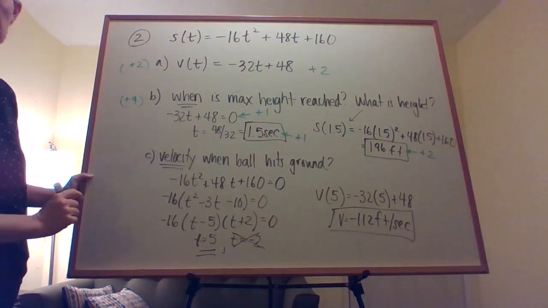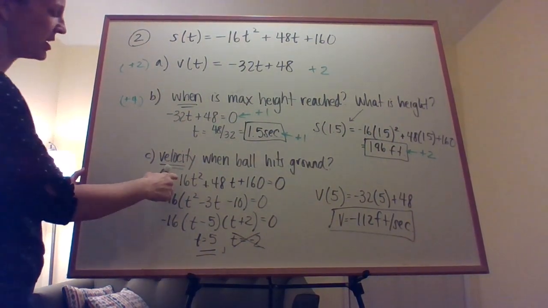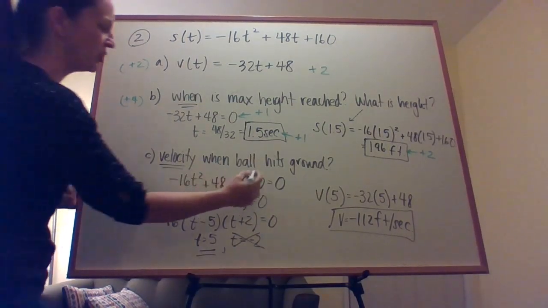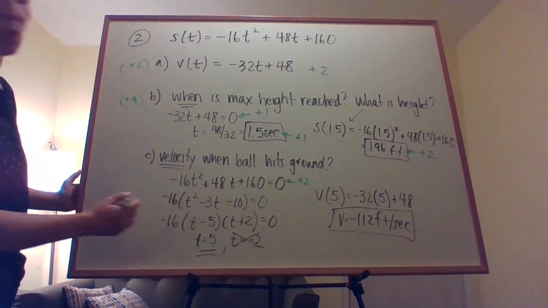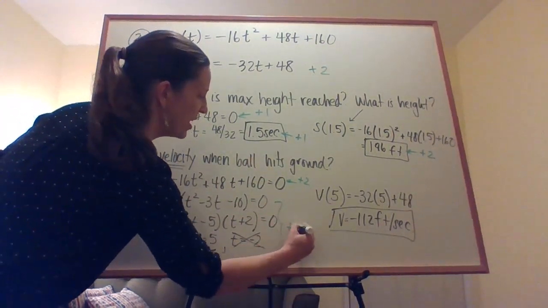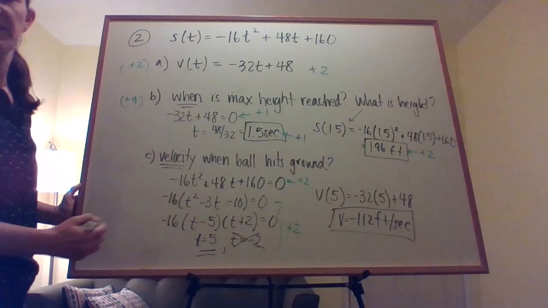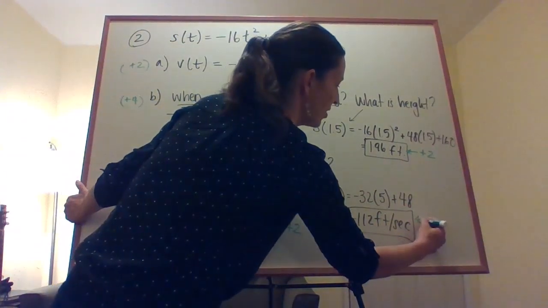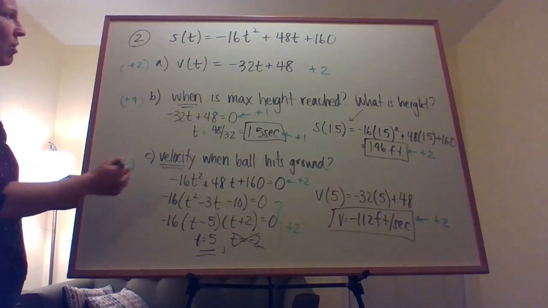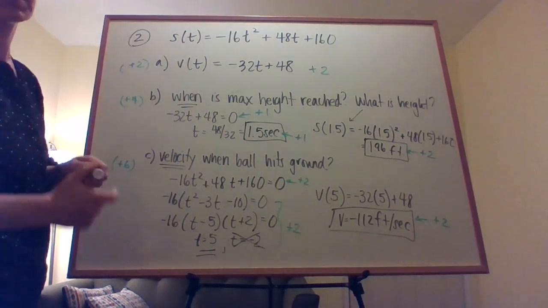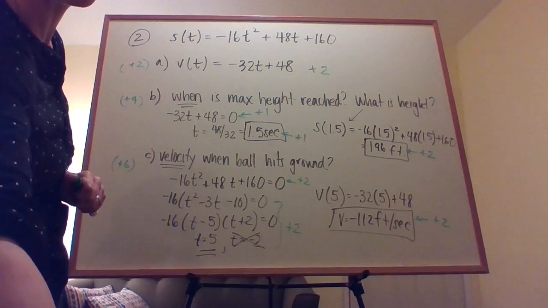In part C, if you set the s of t function equal to 0, then that's worth 2 points. Once you factored and solved, that's another 2 points. And then plugging in here and getting the correct velocity, that's another 2 points, for 6 points overall, 12 points for this problem. So give yourself a score out of 12 for number 2.